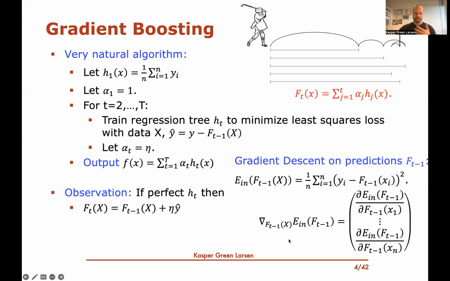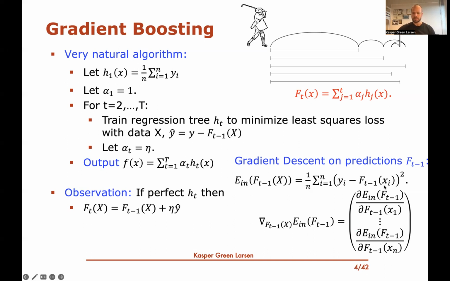And so this would be a vector that contains all the partial derivatives, right? So f_{t-1}(x) is a vector with n entries, one for each training example. And so if I look at the gradient vector, it would be a vector again containing all the partial derivatives of this in-sample error with respect to each and every one of those entries in f_{t-1}(x). And those entries are just f_{t-1}(x_1) up to f_{t-1}(x_n). So this would be the gradient vector.